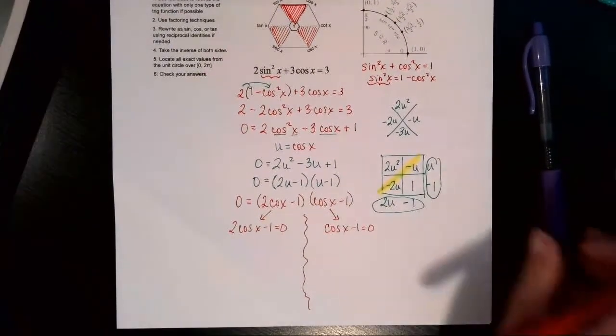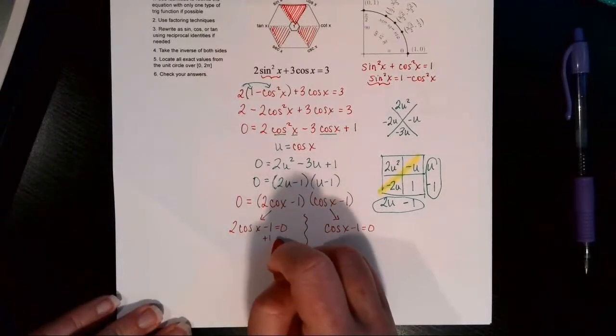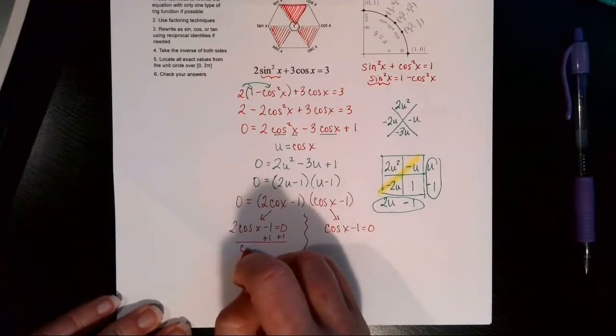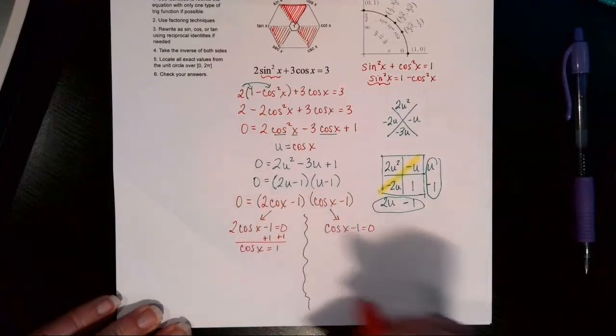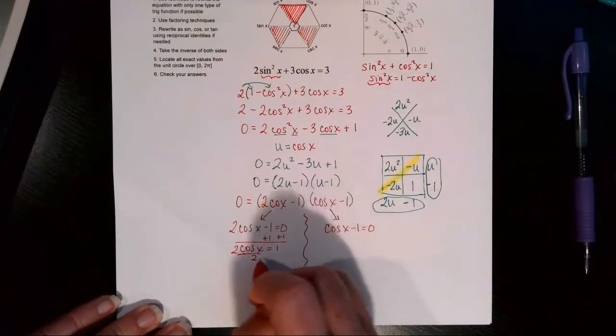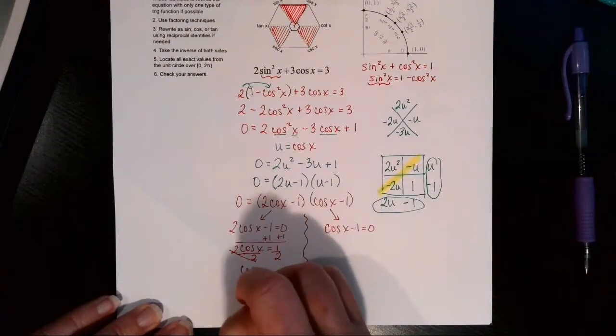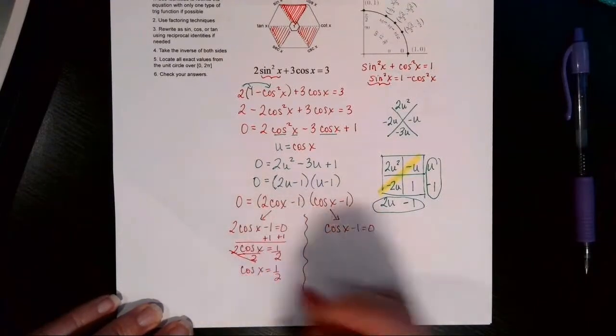So I'm going to need a little bit more room here so you can see down at the bottom. There we go. Okay, so on this side, if I add 1 to both sides, then 2 cosine of x equals 1. Then we'll divide both sides by 2. Those 2's cancel, and cosine of x is equal to 1/2.